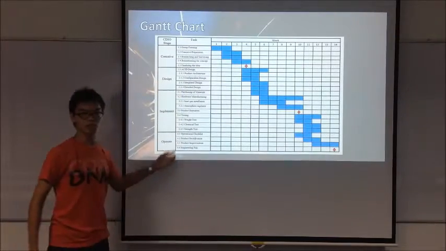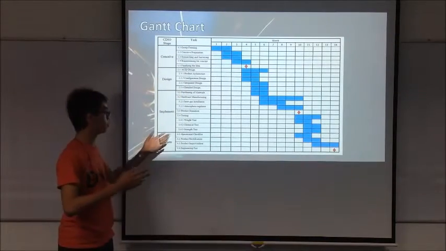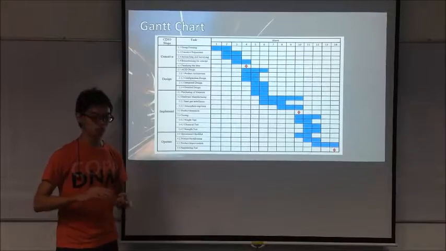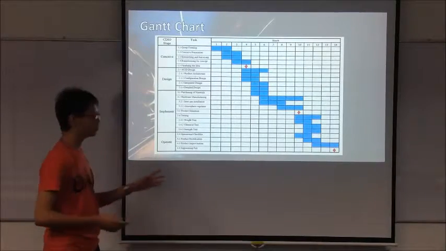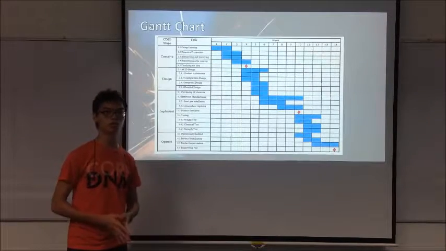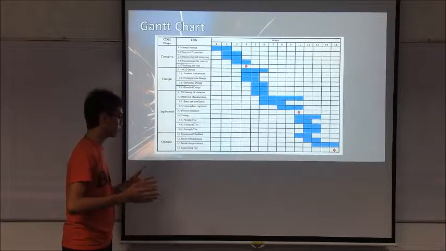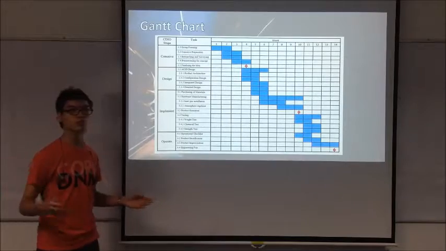Right here is the Gantt chart. It can be broken down into 4 major stages. They are conceive, design, implement, and operate. Among these 4 stages, the implement stage took the longest duration to complete. And the whole project took around 14 weeks to finish.